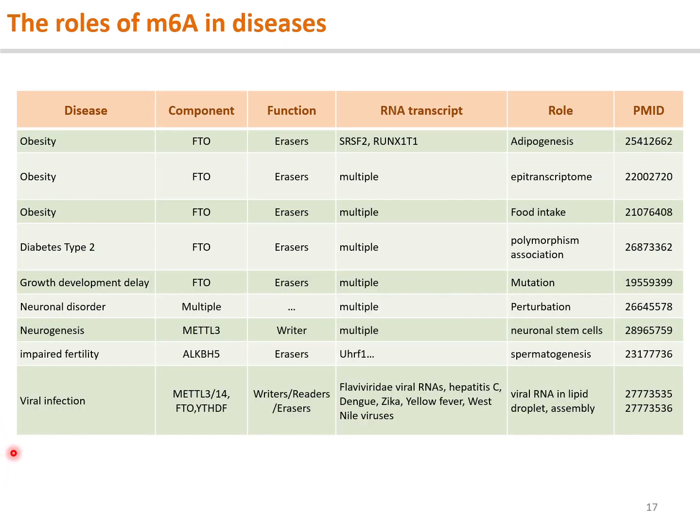m6A modifications are also associated with many other diseases. For example, m6A eraser FTO actually got its name from fat mass and obesity-associated protein, with SRSF2, RUNX1T1, and many other RNAs as the targets. They are involved in epitranscriptomic alteration in adipogenesis or food intake that leads to obesity. Likewise, m6A writers and erasers are associated with type 2 diabetes, growth development delay, neuronal disorder, neurogenesis, and impaired fertility.